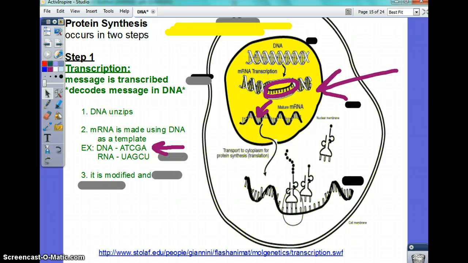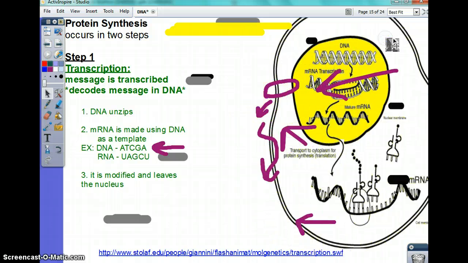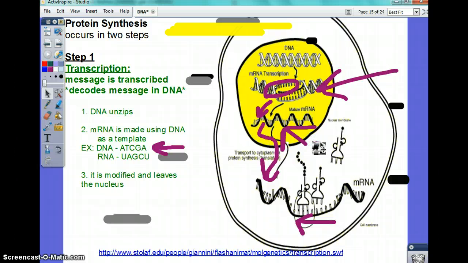So then it's modified and leaves the nucleus. And if you look right here, where were we? Inside the nucleus. It left. And what do you think this is right here? Ribosome. It's going to find the ribosome to complete the process.